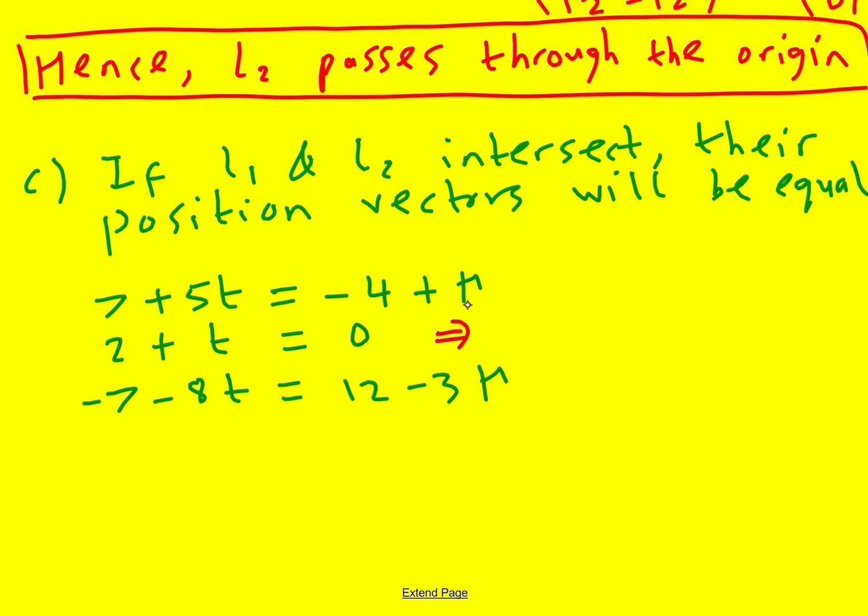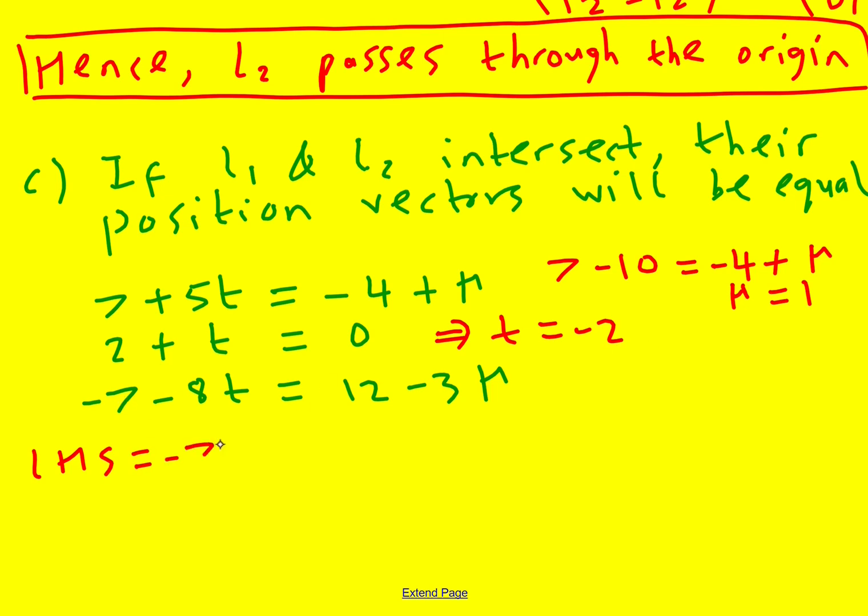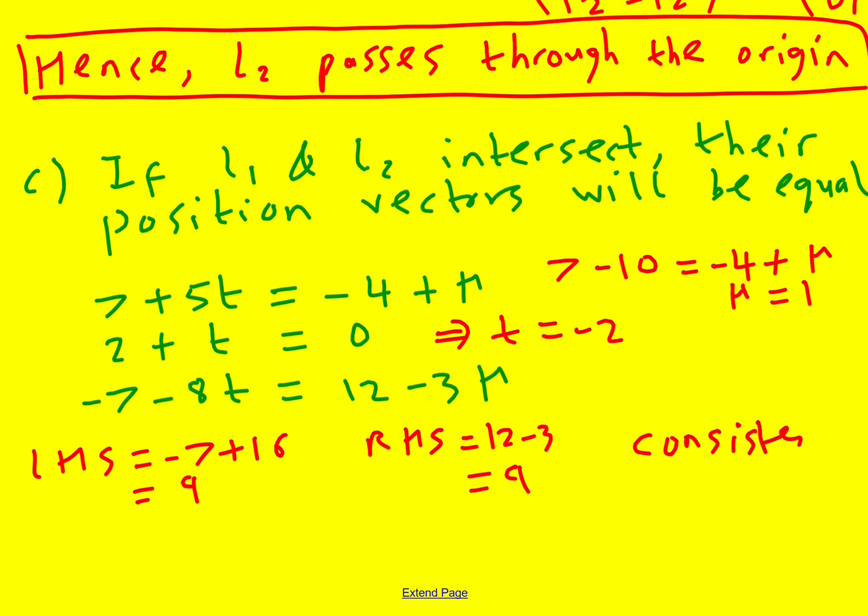So straight away, we get that t is going to equal minus 2. And if I substitute this into here, then I would get 7 minus 10 equals minus 4 plus mu. That's going to be minus 3 equals minus 4 plus mu, so mu must equal 1. And I just need to now check that it's consistent with this. So the left-hand side will equal minus 7 plus 16, which is 9. And the right-hand side equals 12 minus 3, which is also 9. So consistent solution. L1 and L2 intersect.